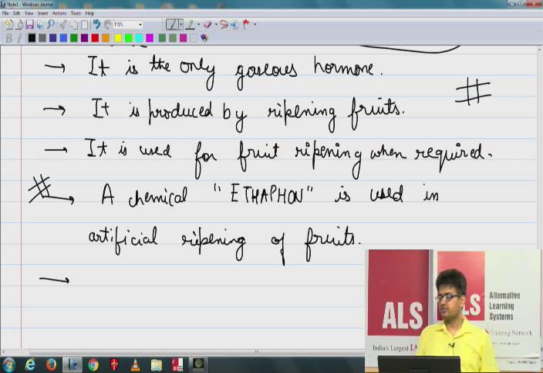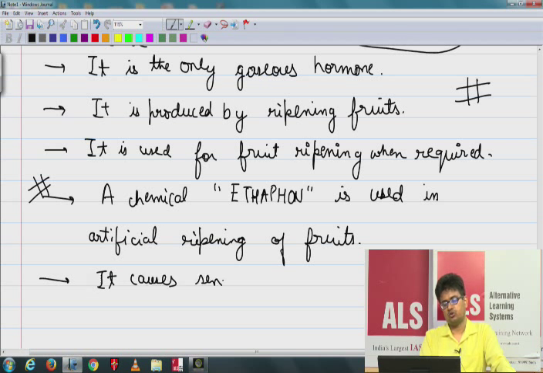Is it dangerous? No, it is not dangerous. Please don't eat it. Ethylene is not dangerous, but ethephon, it's actually not dangerous, but the effect is not very good on the health. All right, so it causes senescence and aging. Senescence or aging, same thing.